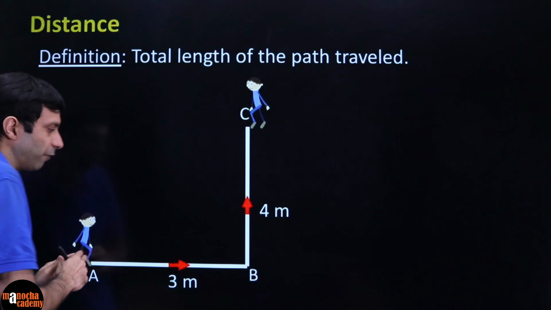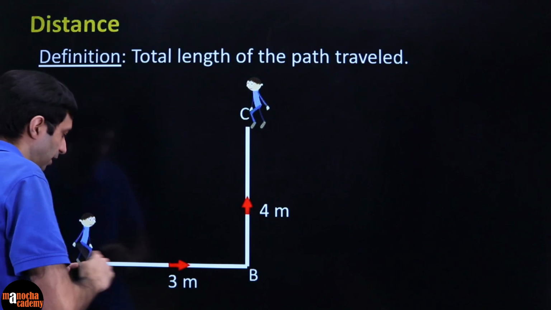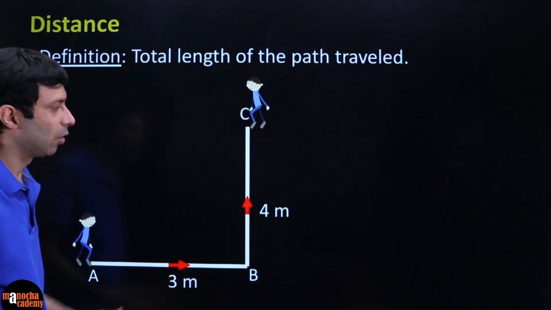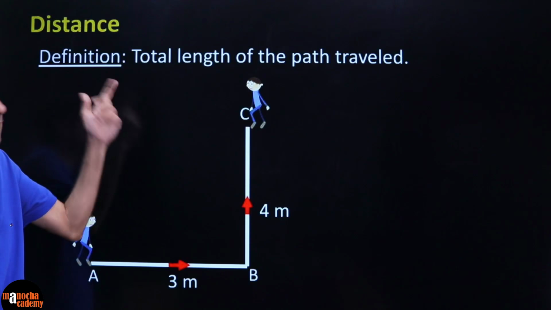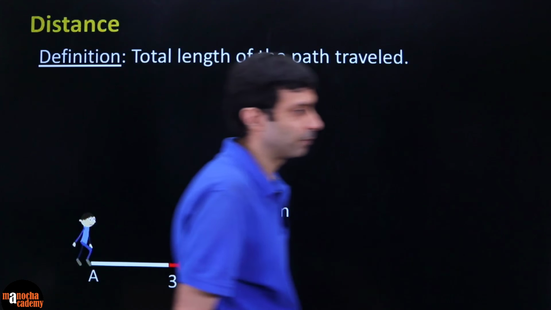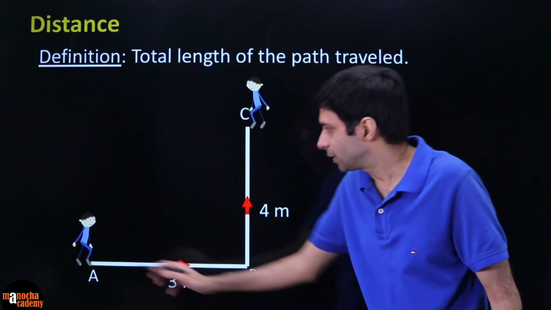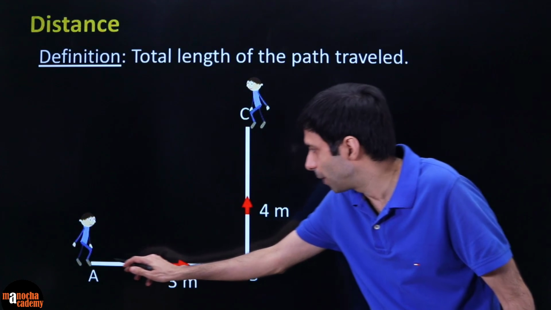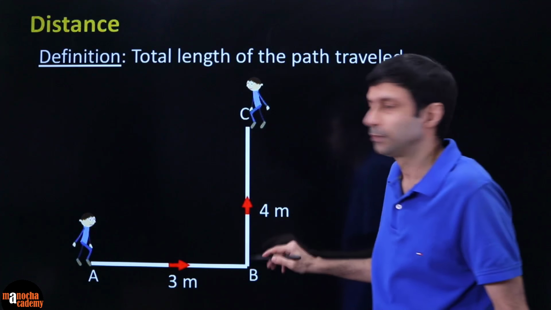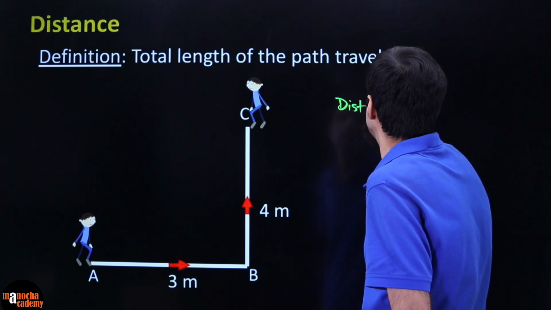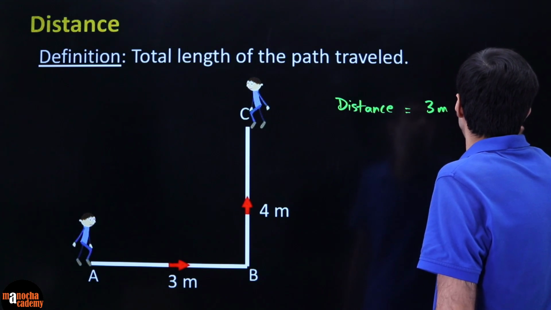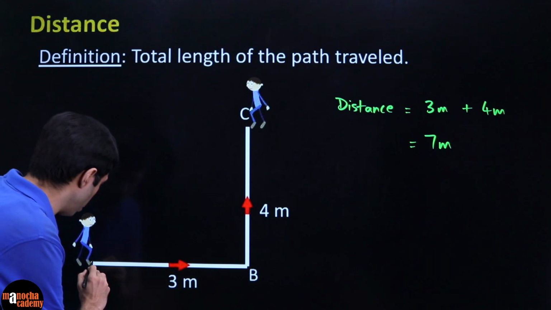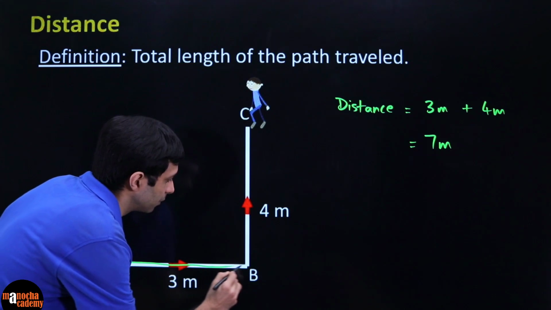So for example, if the boy went from A to B and then from B to C, let's say A to B was 3 meters and B to C was 4 meters. What is the total distance traveled by the boy? Can you guys tell me? So very good, we just have to add it up. The total distance is going to be the total length of the path traveled, A to B, B to C. So our distance is going to be 3 meters plus 4 meters. So that's going to be 7 meters. Total length of the path traveled.